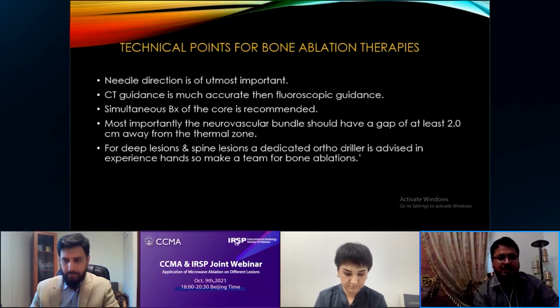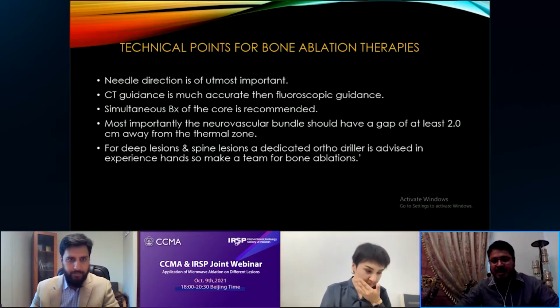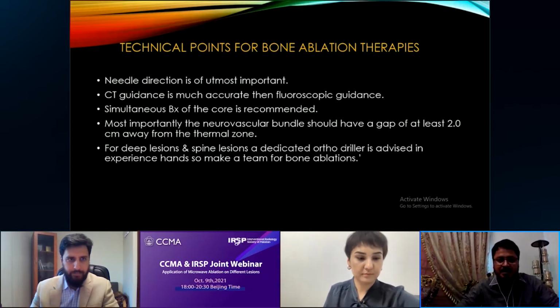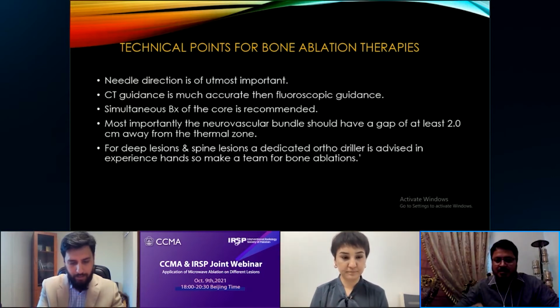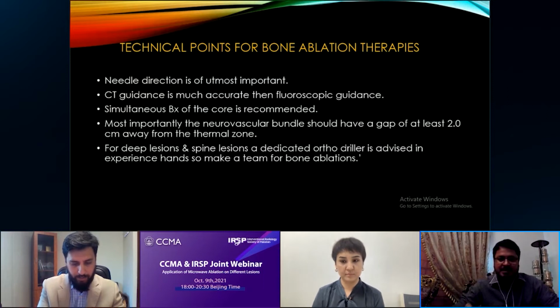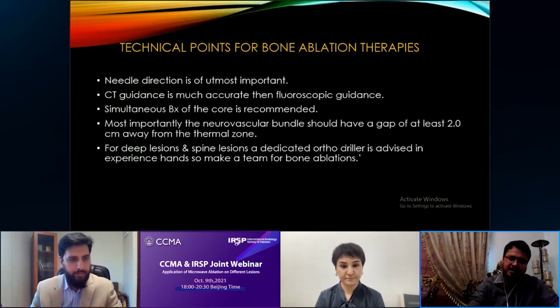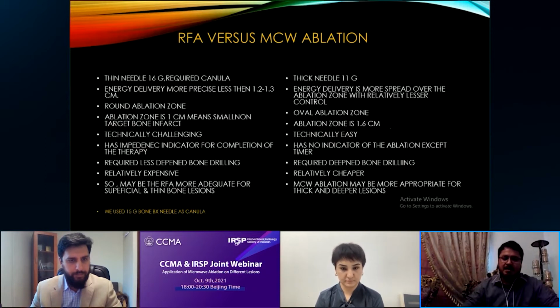Most importantly, the neurovascular bundle should have a gap of at least 2 centimeters away from the thermal zone. This is very important, and that is why prior imaging and planning is very important before ablation. For deep lesions and spine lesions, a dedicated orthopedic drill is advised in experienced hands. So make a team for bone ablation. These are some important points to be considered.